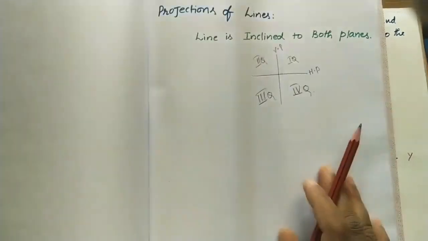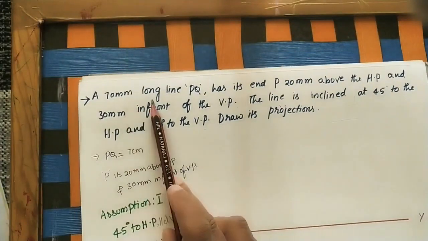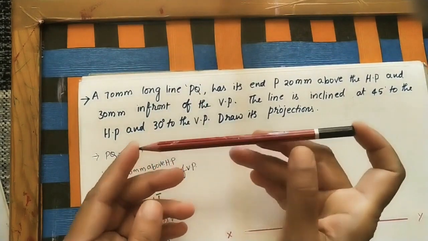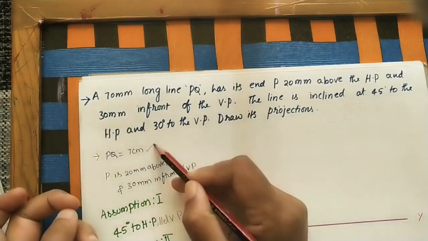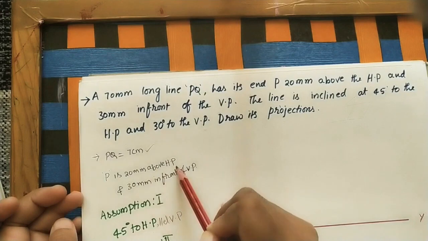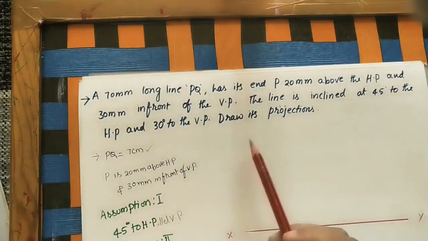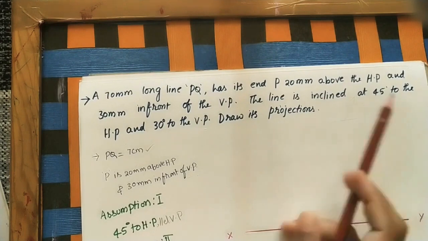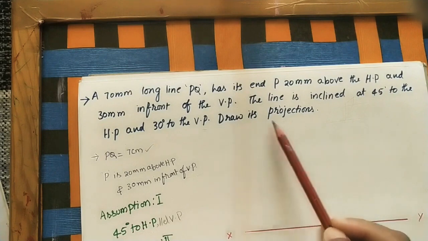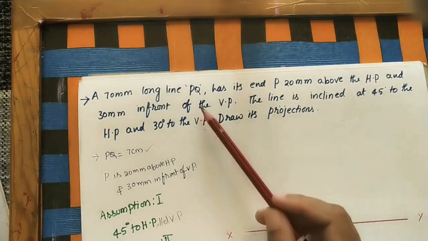Let us take the given data initially. A 70 mm long line PQ. Take this as P, this as Q, 7 cm long. Here I have written: it has its end P 20 mm above HP and 30 mm in front of the VP. The line is inclined at 45 degrees to the HP. It is making 30 degrees to the VP, and draw its projections. Projections means we need to do the front view and top view of this given line PQ.